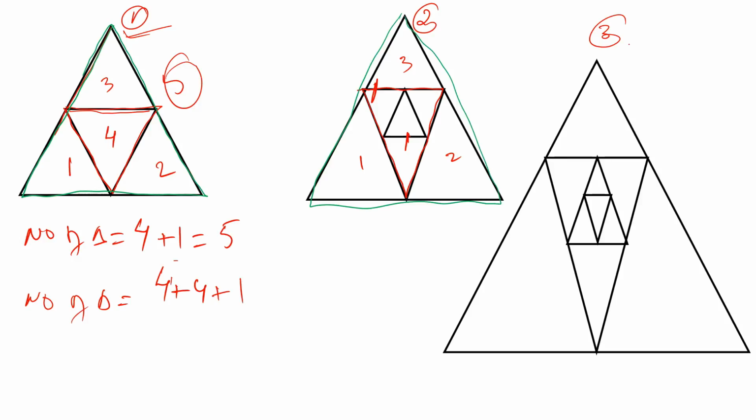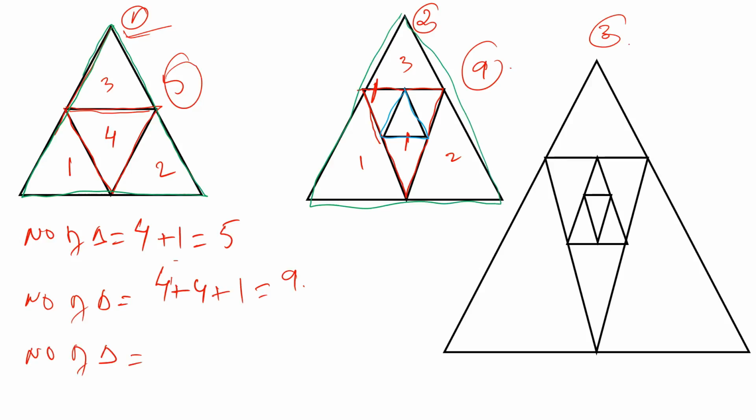This 4 is formed by this inner triangle, and this another 4 is formed by this inner triangle, and 1 is formed by the bigger triangle. So 8 plus 1 equal to 9. So in figure number 2 we have 9 triangles. Now come to figure number 3.